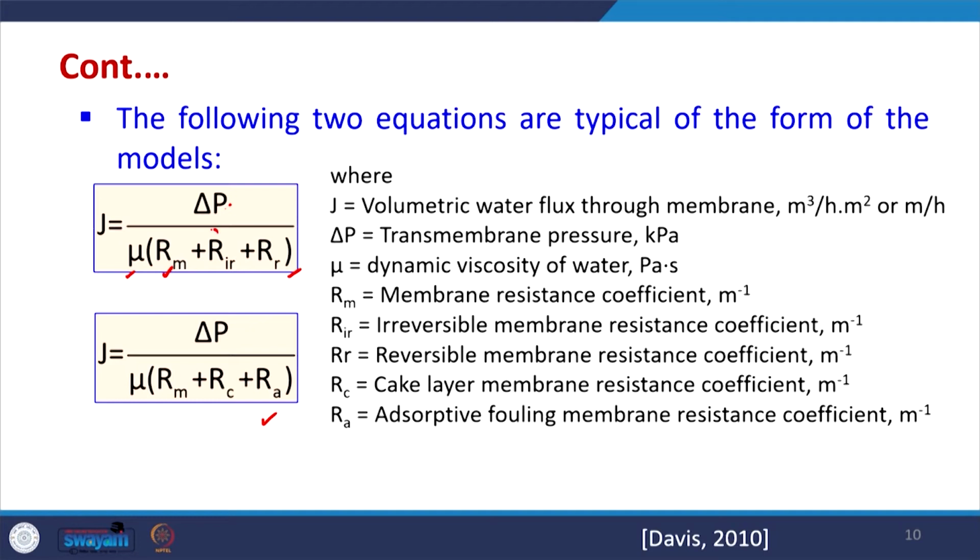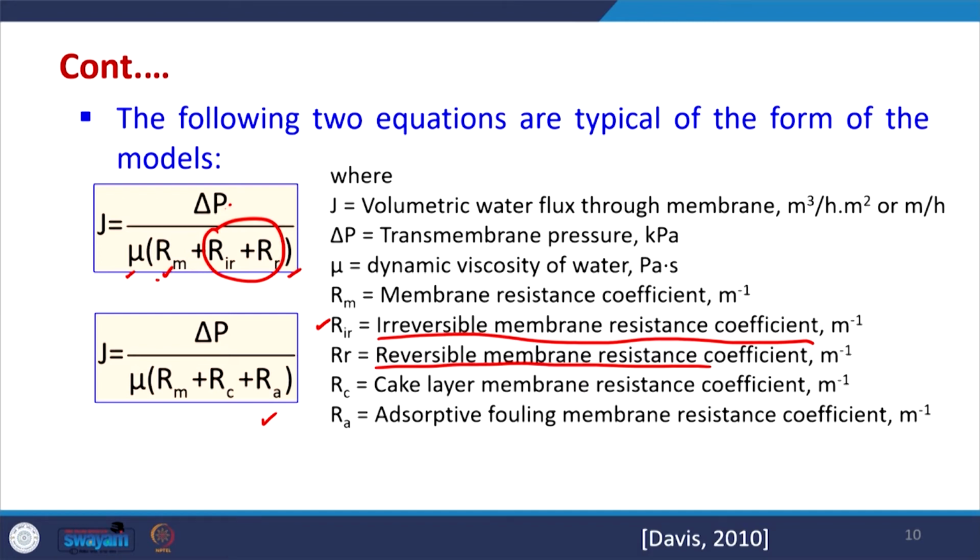In this equation two additional terms have been added: R_IR, the irreversible membrane resistance coefficient, and the reversible membrane resistance coefficient. The irreversible membrane coefficient cannot be removed even if we do backwashing. So in the second cycle, the irreversible coefficient will always be present along with R_M, but the reversible membrane resistance coefficient can be removed, and so the flux will increase after the backwashing is done.